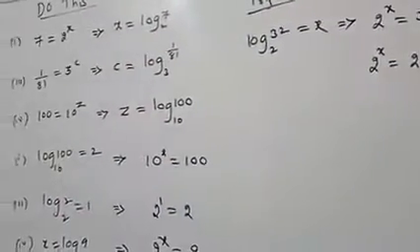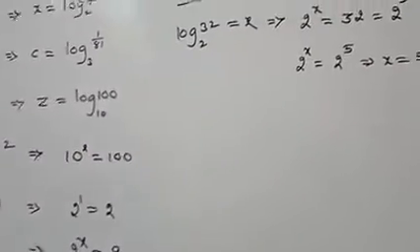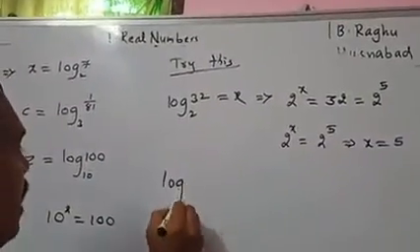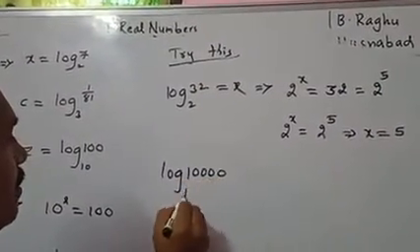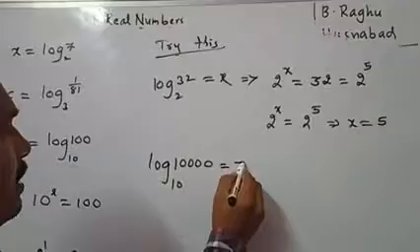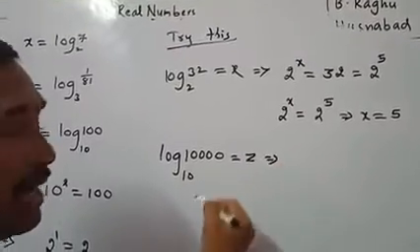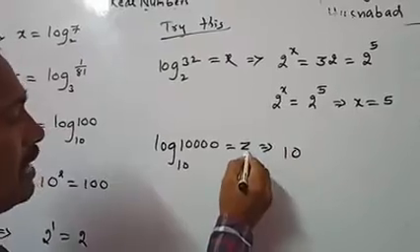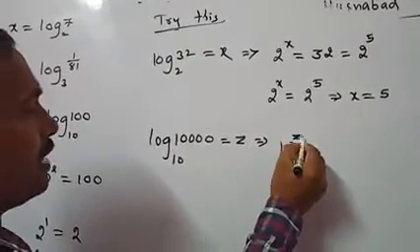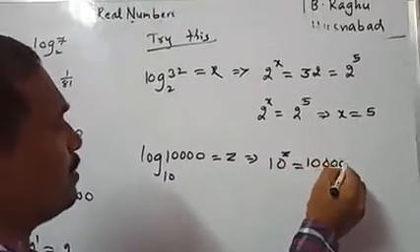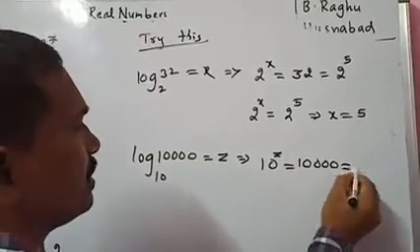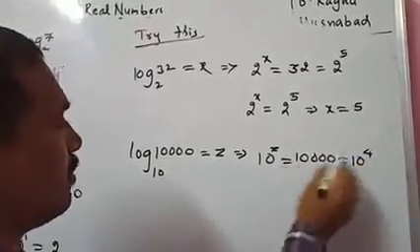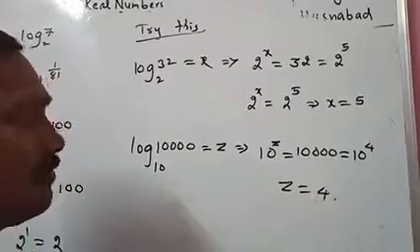Okay. Next one, log 10,000 base 10 equal to z. So we write this in the exponential form. What is the base? 10. What is the exponent? z. 10 power z equal to 10,000. So write 10,000 as 10 power 4. By comparing, z equal to 4.